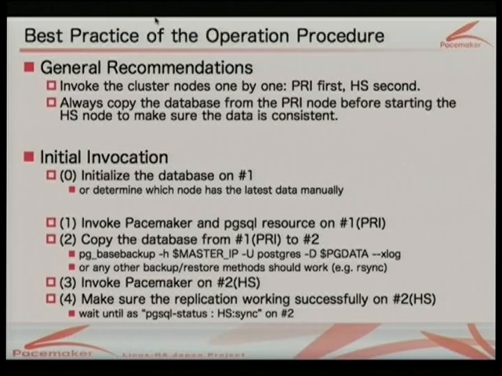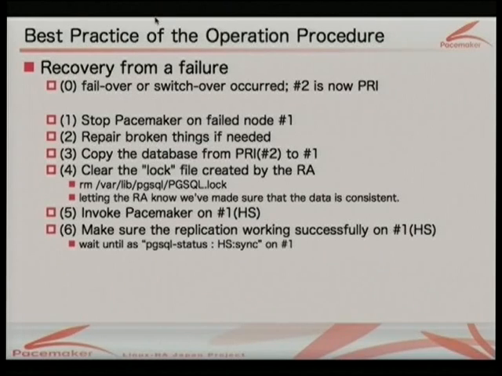And suppose, in that case, node 1 failed. In that case, node 2 is now primary. That's expected. And so how do you recover the failed node? There's a step for this. First, you should stop the pacemaker on the failed node and repair whatever is wrong. And then invoke the pacemaker.